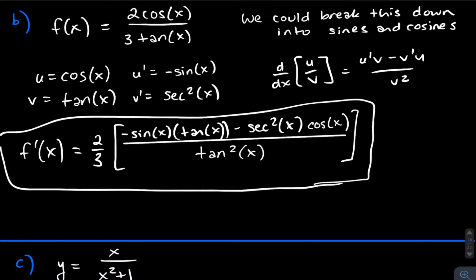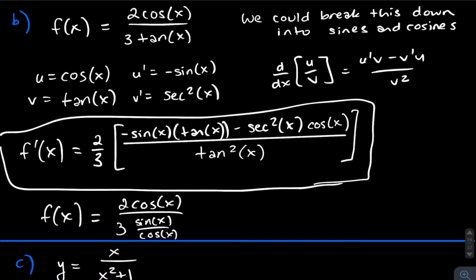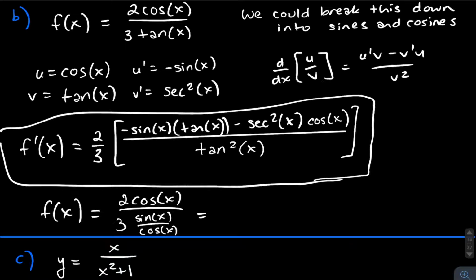We have that f of x. Instead, we have a 2 cosine x over 3 tangent. Actually, instead of a tangent, we can write this as sine x divided by cosine x, in which case we would have a 2 cosine squared x over 3 sine x.